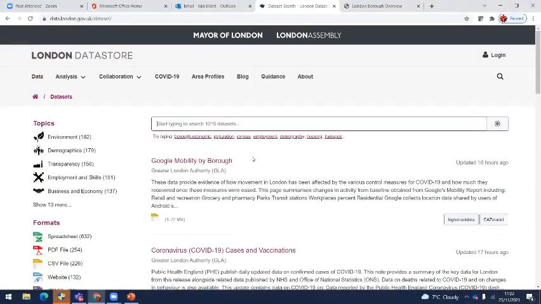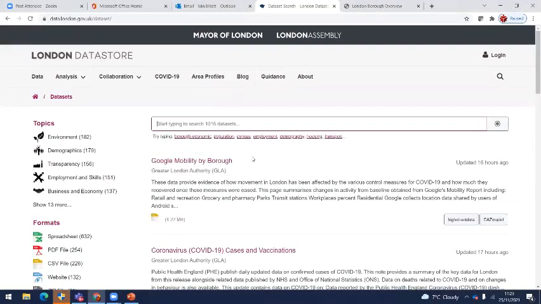I remember I was looking for one on serious youth violence, but it's not actually a category which is recorded on a normal basis by the police. The police just record violence. They don't necessarily record it as a particular category. So it took a while to find it.